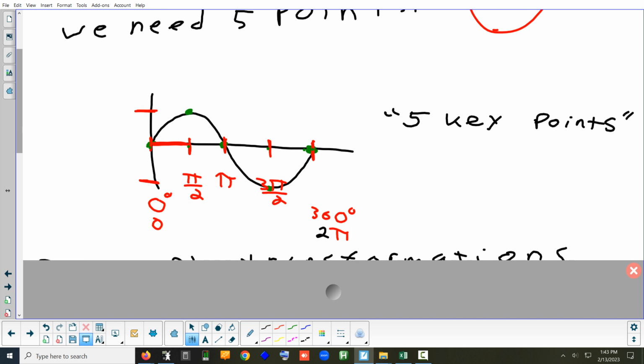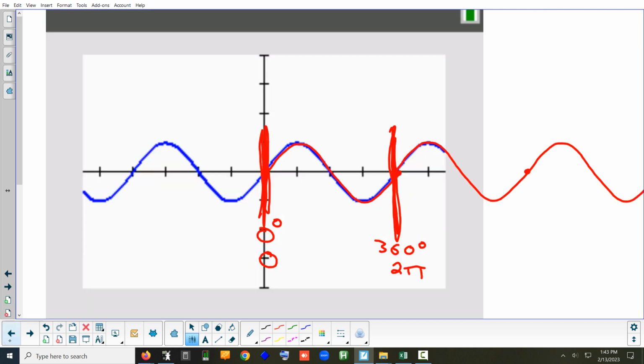I don't know if I mentioned it a lot on the graph, but did anybody notice what the highest and the lowest that the wave went was? Yeah, 1 and -1. Again, I didn't really point that out, but the highest the wave goes is 1, and the lowest is -1.